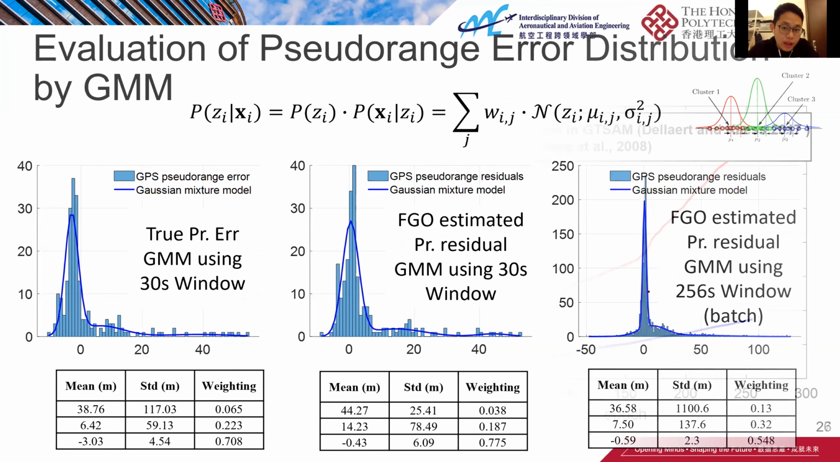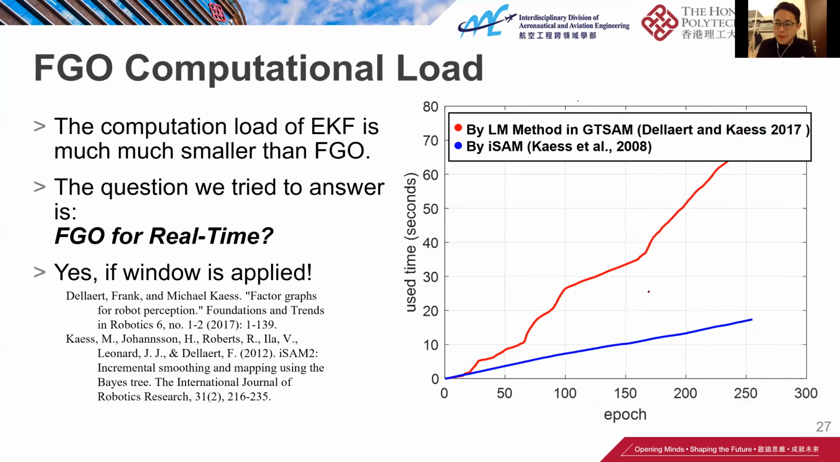Okay. And another thing that people all care about is, what's the computational load of FGO? Obviously, the computational load of EKF is much smaller compared to FGO, as I already explained, because we have a lot of constraints and lots of data taken into consideration. But the real question we try to answer is, can FGO run in real time? Our quick answer is yes, if the window is applied. This is the time in seconds we use to calculate the data.